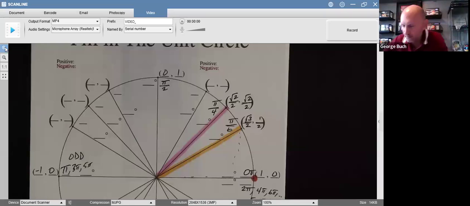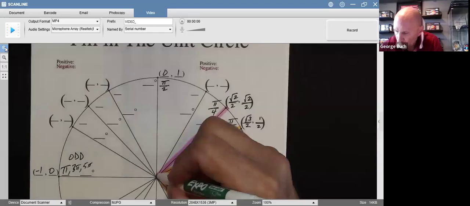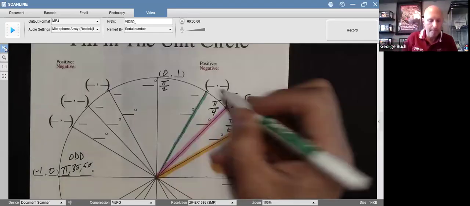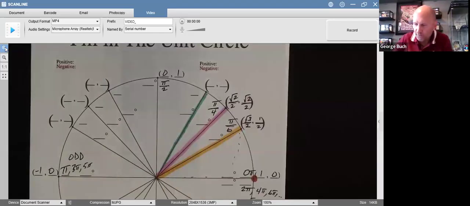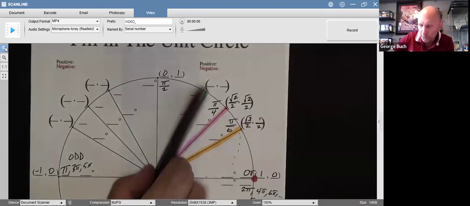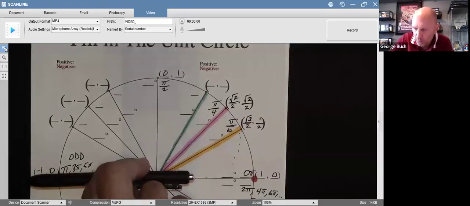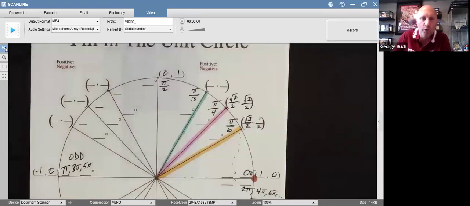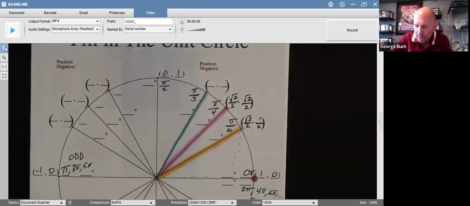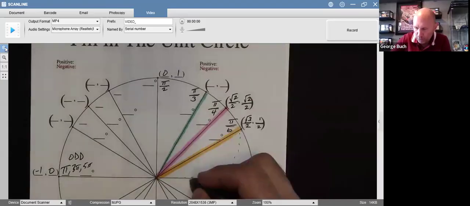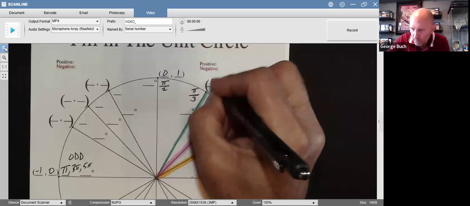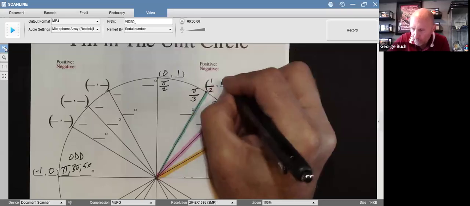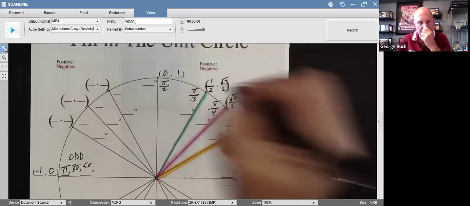And then finally, this third one, let's make it green. This is a distance, if we look at it from 0 to 1 pi, it's what? It's 1/3. So 1/3 of pi, or pi over 3. And these dimensions, if I went right and up, would be 1/2 and square root of 3 over 2.